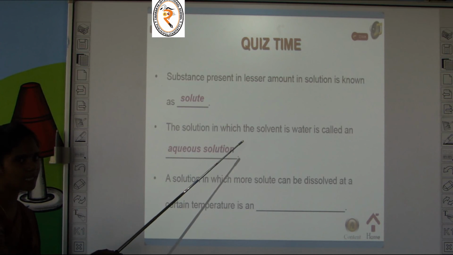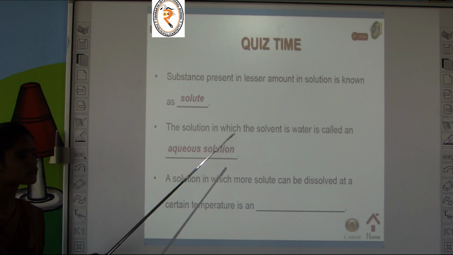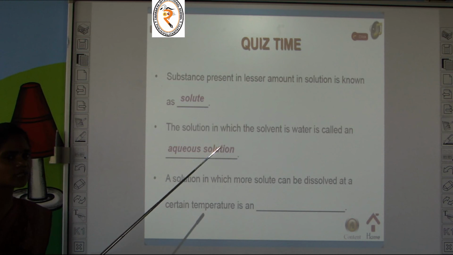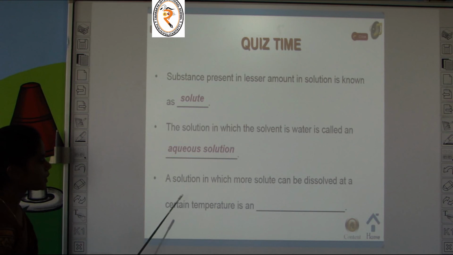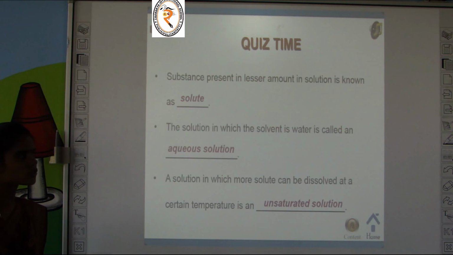And the second one: the solution in which the solvent is water is called aqueous solution. So we take water as a solvent, and it is an aqueous solution. If we take alcohol as a solvent, it is a non-aqueous solution. And the third one: a solution in which more solute can be dissolved at a certain temperature is a saturated or unsaturated solution? It is an unsaturated solution. Okay, the next one.